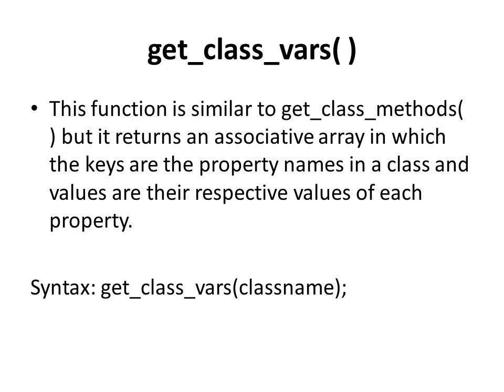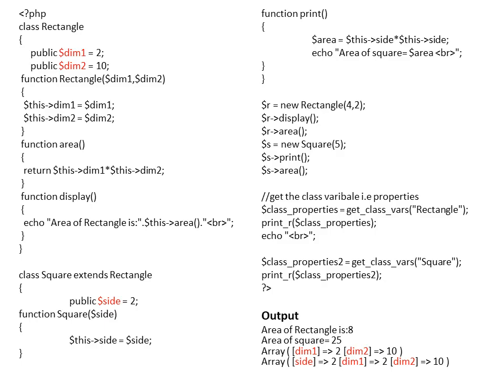So here, okay, this is the example of get class var. Here again I am calling the method twice. First I am passing parameter as a rectangle, second I am passing parameter as a square. Both are the class names.